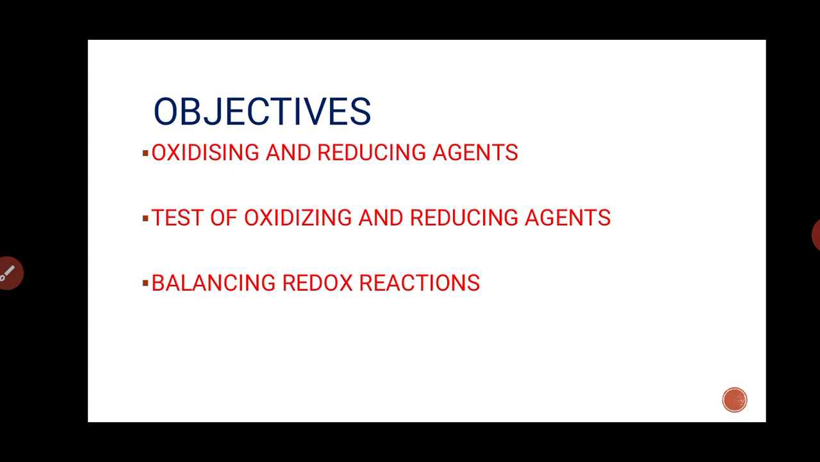We shall today talk about the following objectives. We shall be discussing oxidizing and reducing agents. Last class, we discussed oxidation and reduction. So we want to talk about the oxidizing and reducing agents today. Thereafter, we'll talk about how we test for oxidizing agents and reducing agents. And at the later part, we'll talk about how we balance redox reactions.